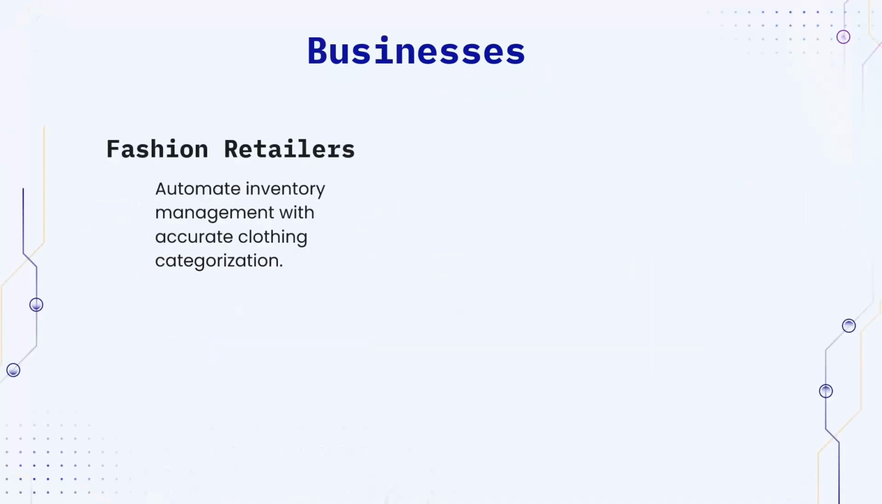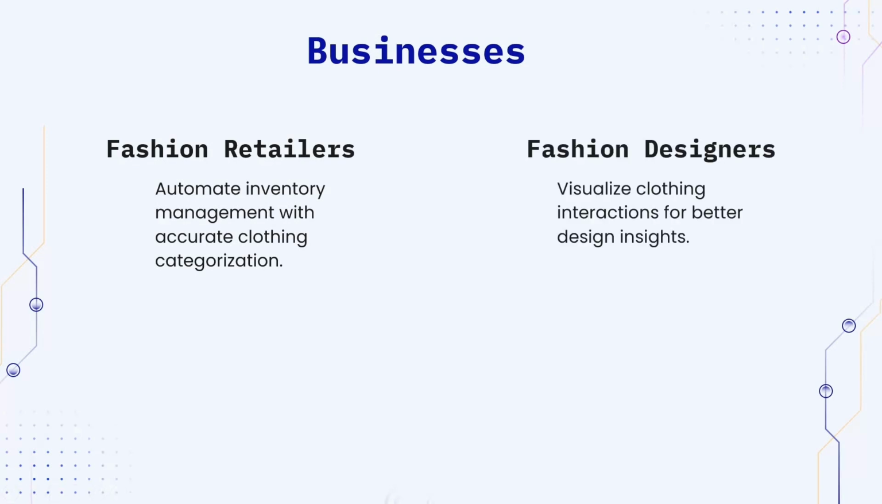Finally, businesses in the fashion industry can use this tool to achieve operational excellence and improve customer engagement. Fashion retailers can streamline inventory management by automatically categorizing clothing items from product photos. This automation reduces manual effort and enhances accuracy in product listing. Also, fashion designers can use this tool to visualize clothing interactions, aiding in the design process and trend analysis. This visualization helps in creating more appealing and cohesive collections.